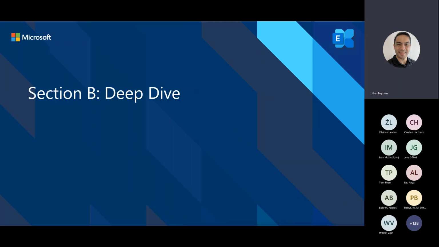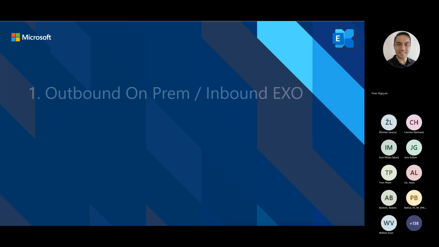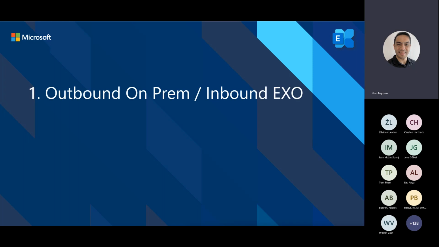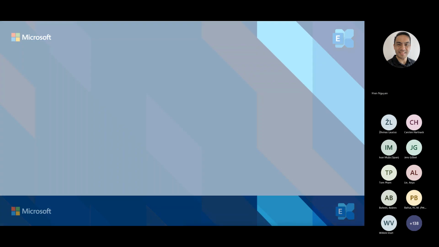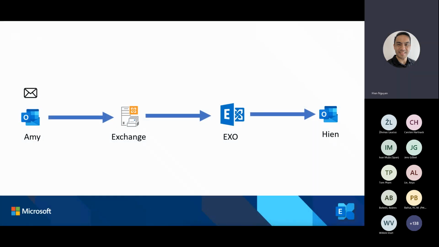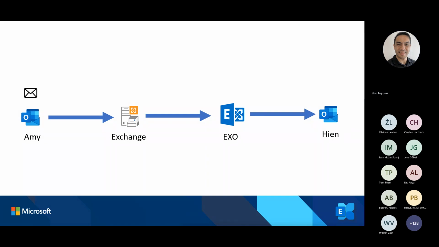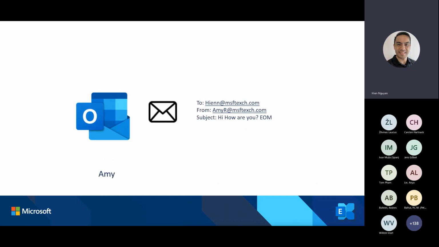Cool. So that was the quick refresher. Let's go through the deep dive. Let's go for on-prem outbound and inbound to Exchange Online. So in this example, Amy is on-prem and Hien, myself, in the cloud. Amy will send an email to Hien. Hi, how are you? End of message.